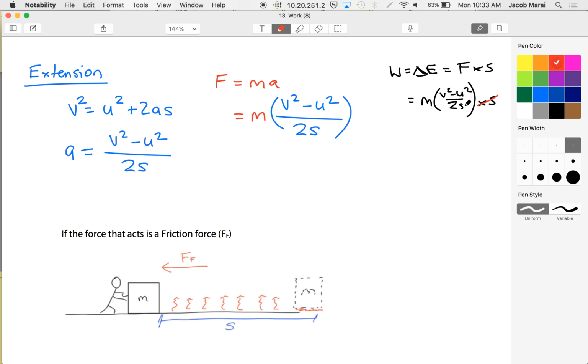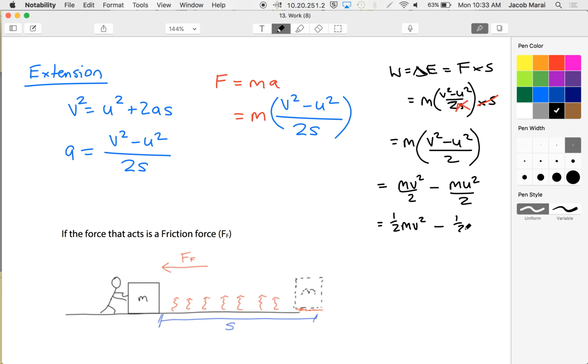Well, you've got a multiplication and a division of s, and this simplifies to m outside of v squared take u squared over 2. Or you could write it as mv squared on 2 minus mu squared on 2. Or we could write it as a half mv squared minus a half mu squared. That is your E_K final minus your E_K initial, which is your change in energy.